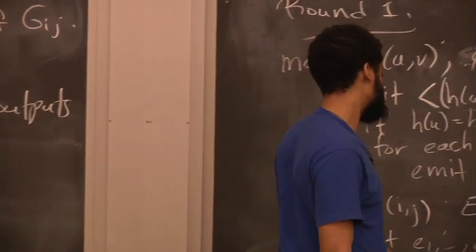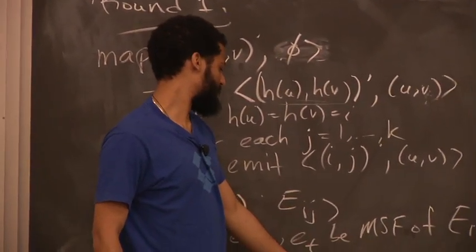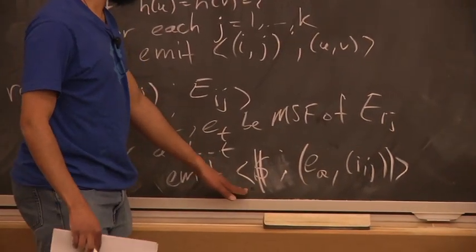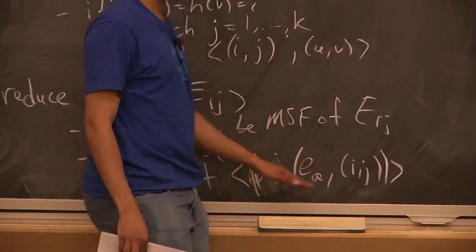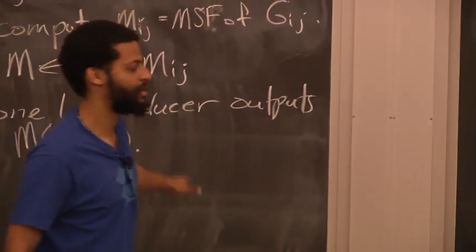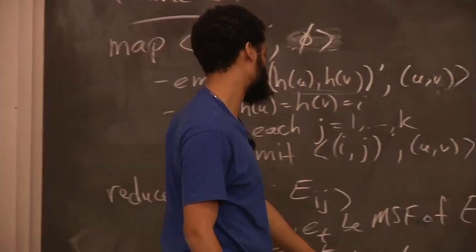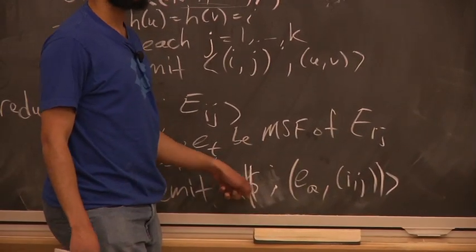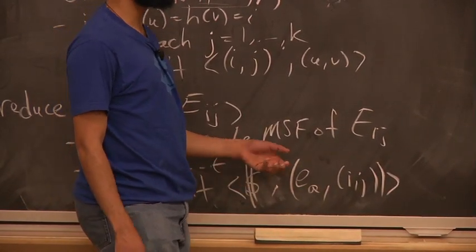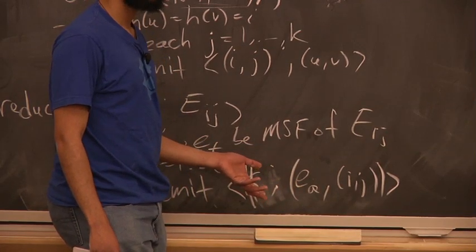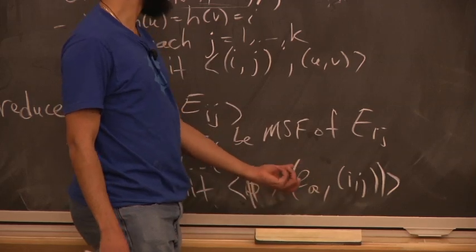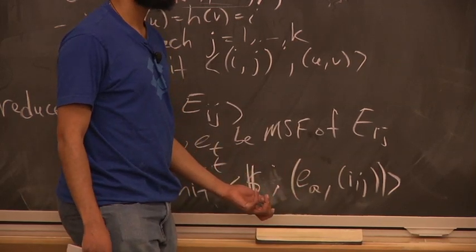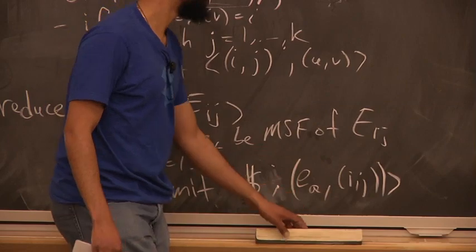So good. At the end of this, basically the thing that's being emitted here is all the edges of capital M. Capital M is the union of all the Mij's. And they're all getting sent to the same reducer because they all have the same key $. So in round two, the map will just be the identity map. And the reducer will take all these edges as input and then compute the MST of this set of edges. Okay.